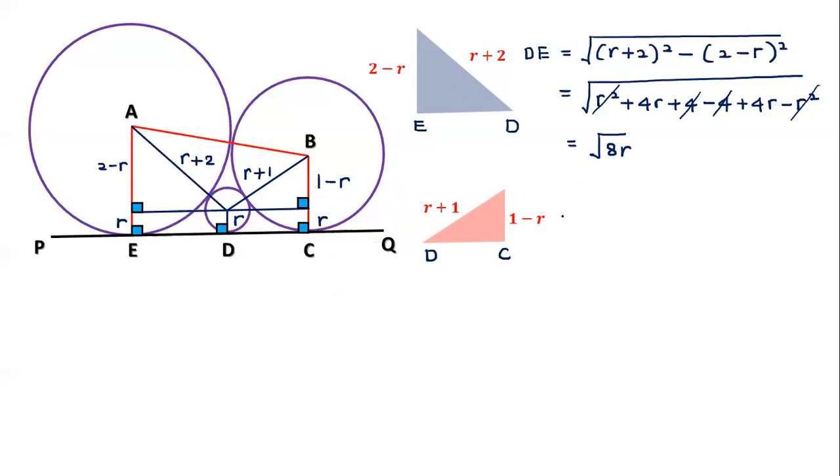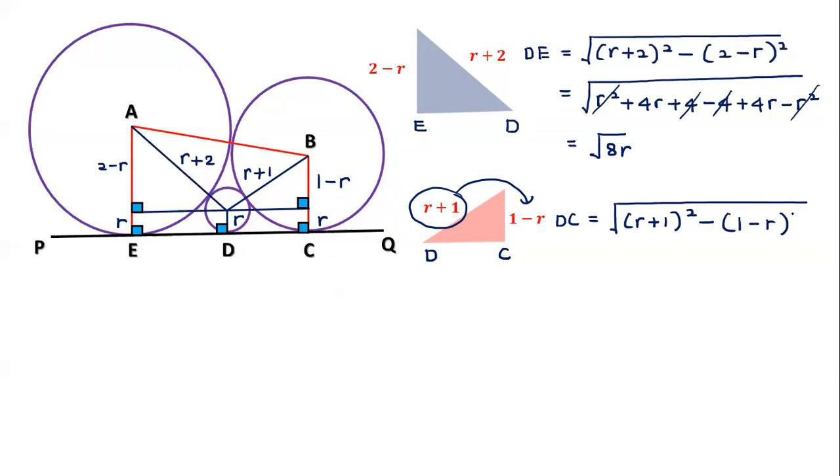So again, I'm going to find the value of DC now. We're going to put square root. Again, the same idea, we're going to use the Pythagoras theorem. That is this one minus this, right? So that is r plus 1 squared minus 1 minus r squared. So let us expand this whole thing again. Everything is the same idea, class. The idea is actually the same.